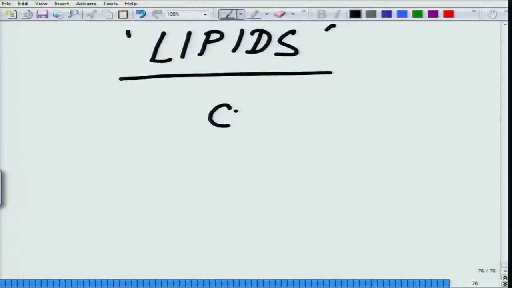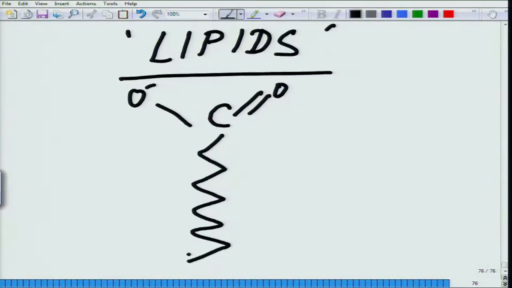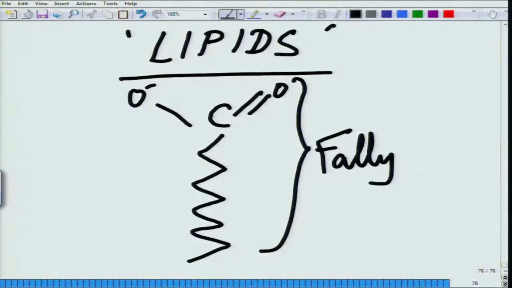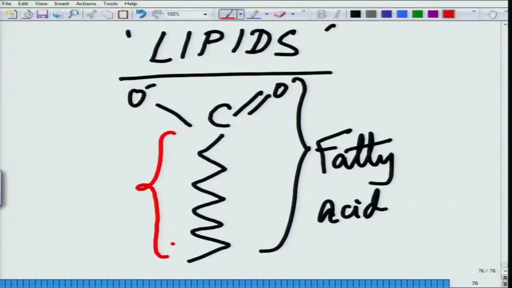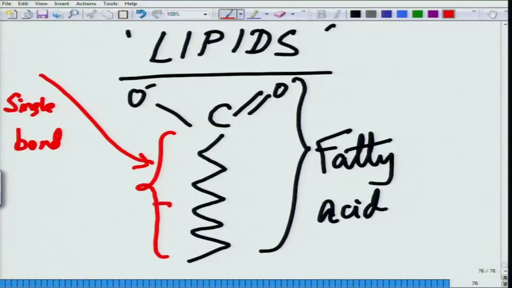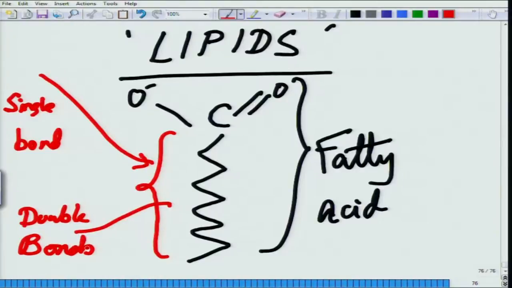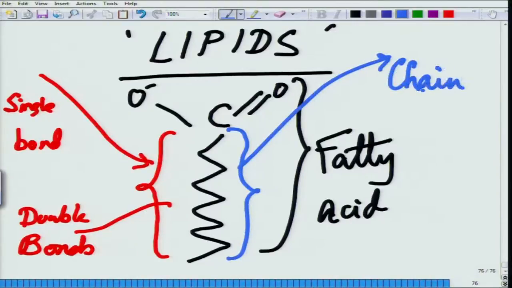Okay. You have a carboxyl end here, and there is a hydrophobic tail of carbon, a carbon tail. Okay. And this is what constitutes something called a fatty acid. This is the basic structure of fatty acids. And within this structure, there are several variations which can come up. Okay. This chain could be all single bonds, or this chain could have double bonds. Okay. Based on that, they have different kinds of nomenclature. Okay. Second way of classification is the chain length. That is another way of classifying it.